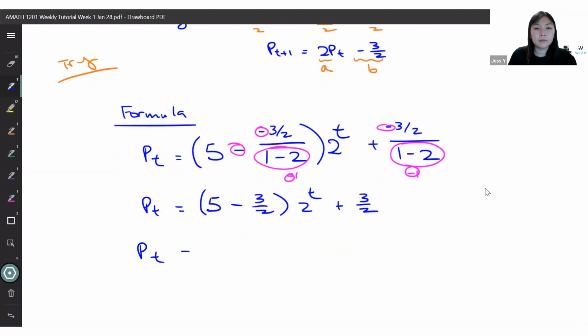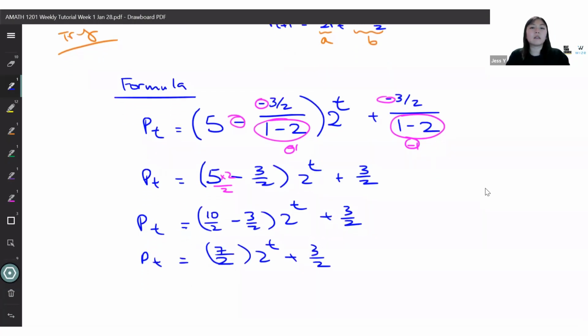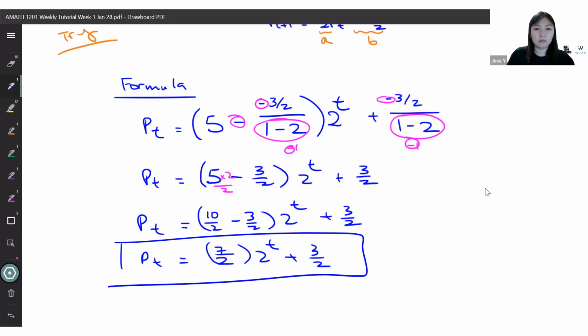Let's keep going. 5 minus 3 halves. You need a common denominator, right? I'm going to multiply top and bottom by 2 to get that common denominator of 2. So we have 10 halves minus 3 halves times 2 to the power t plus 3 halves. And then finally, we simplify. 10 minus 3, that gives us the 7. 2 to the power t plus 3 halves. Sorry if I'm zipping through that a little bit, but some of the algebra stuff, I'll leave it for you to try out, okay? So that's the formula, and that is the explicit form, done.